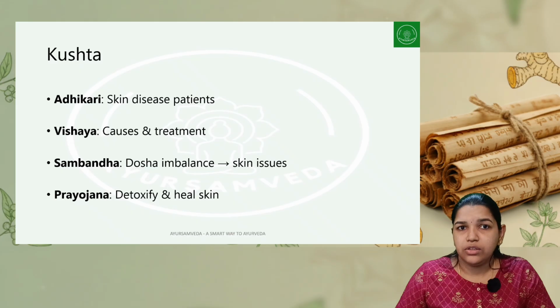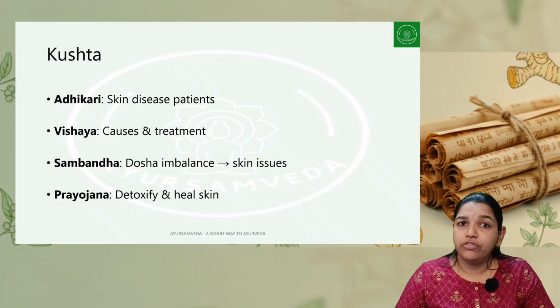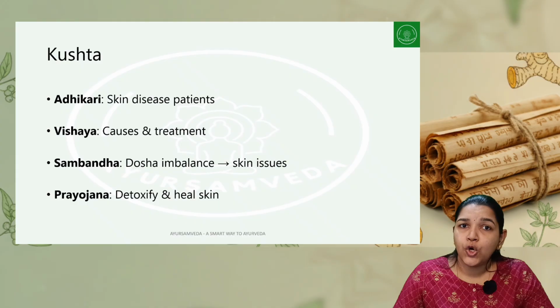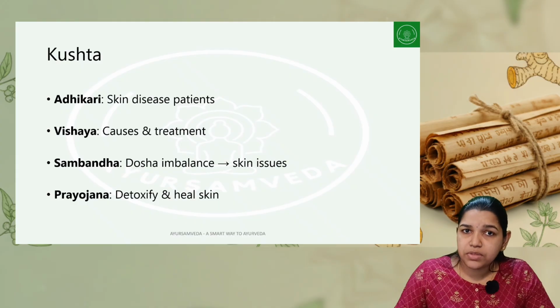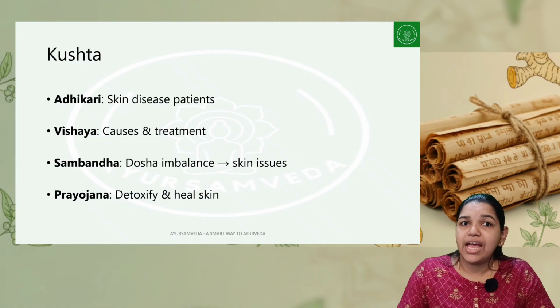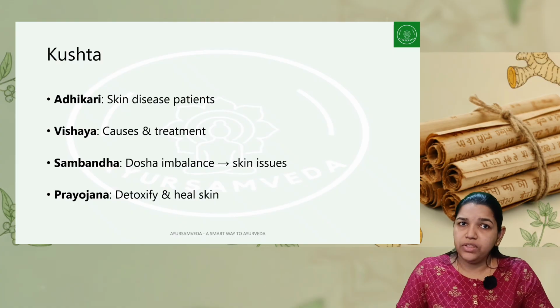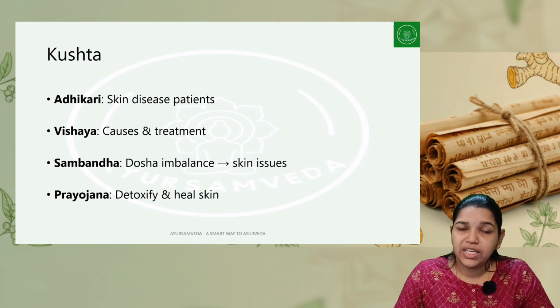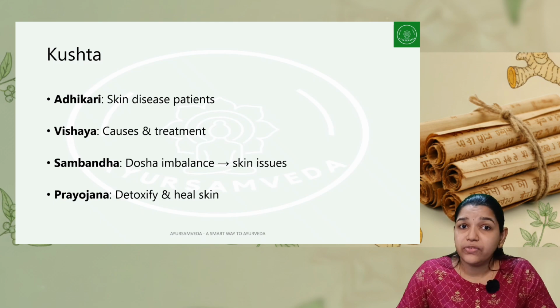Next, if we move to the topic of Ayurveda, we can take the example of Kushta Roga. The Adhikari will be the person or patient afflicted with the skin disorder, Kushta Roga. Vishaya is the causes and the treatment. That is, what Nidana Sevanas a person has done and how he got this disease, and what management or treatment modalities we can adopt in that particular condition. Sambandha is the relation, how this Nidana Sevana has led to dosha imbalance and how this skin manifestation occurred. In some severe Kushta conditions, mental disturbances can be seen along with physical disturbances.